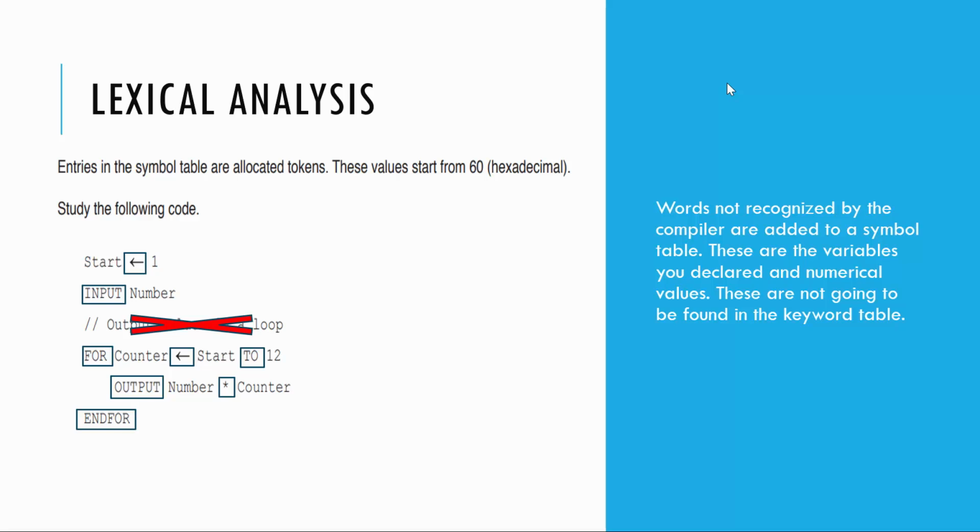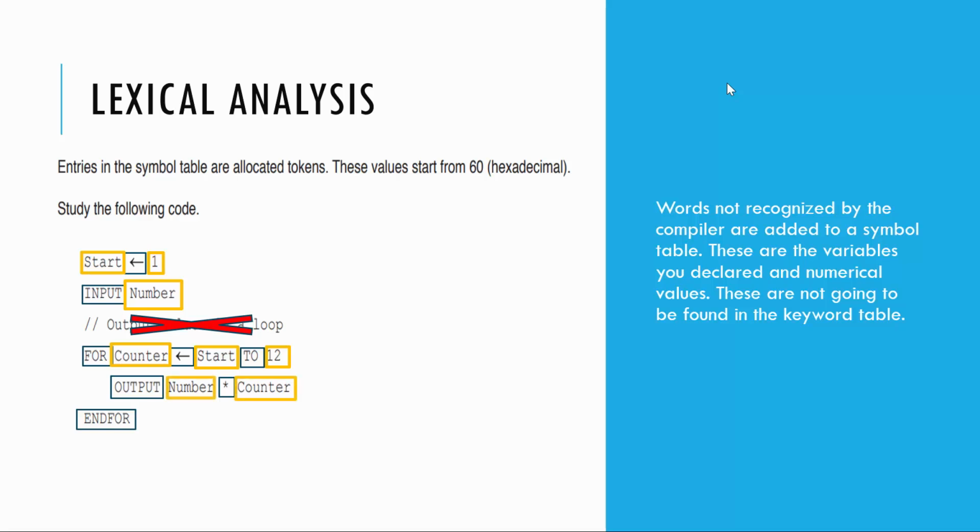Words not recognized by the compiler are added to a symbol table. So this is how it knows what goes inside the symbol table. It looks for the words it cannot recognize. Now, these are the variables that you declared and numerical values. These are not going to be found in the keyword table, so they've got to go in the symbol table. So we look at START. The computer doesn't know what that is in the keyword table, so it puts it in the symbol table. It does the same thing with the value of 1. Does the same thing with the variable NUMBER. Does the same thing for COUNTER, START, the numerical value 12, NUMBER, and COUNTER.